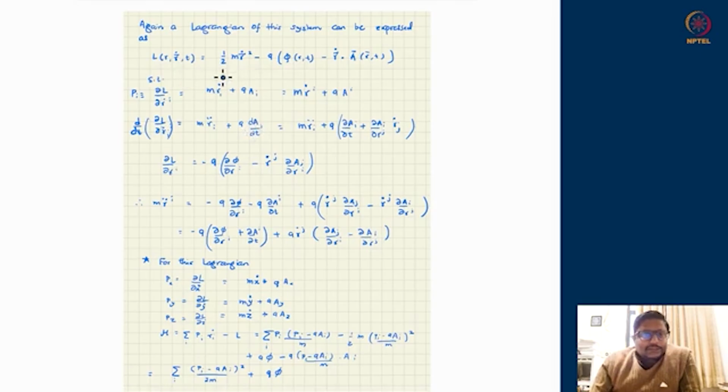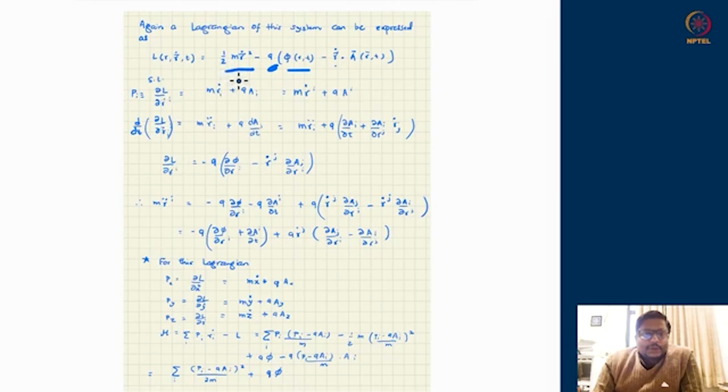So the Lagrangian which I am proposing is just the kinetic term, which is the usual, minus the potential term, which is of a particular nature where I have a q times the potential, q times phi, and then there is a dot product between the velocity and the vector potential, q r dot a. This is the dot product between the velocity and the vector potential. Now let us see what kind of equations of motion it gives rise to. Hopefully it will give rise to the equation of motion which we just saw.